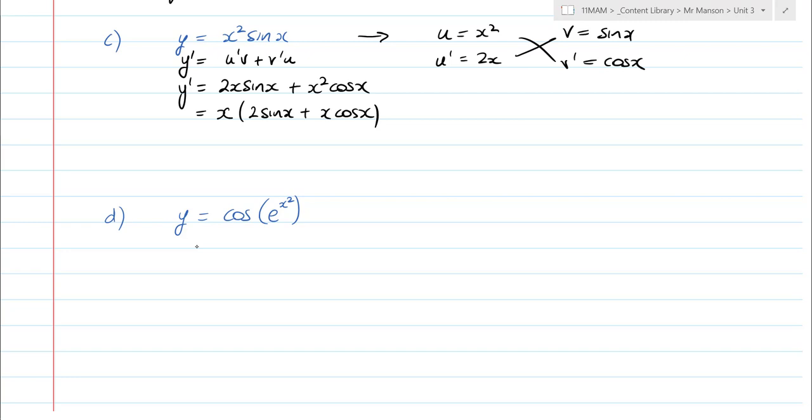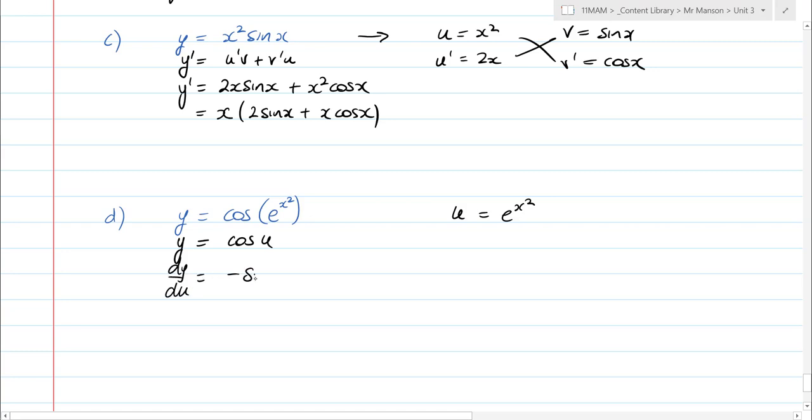I'm going to let u equal e to the x squared, and therefore y equals cos of u, and therefore dy/du is equal to negative sine of u. And if u equals e to the x squared, then du/dx is equal to e to the power of x squared, because when we derive an exponential, it doesn't matter what's in the power. If you derive something base e, it stays exactly the same, but we have to multiply by the derivative of the inside function, which is x squared.